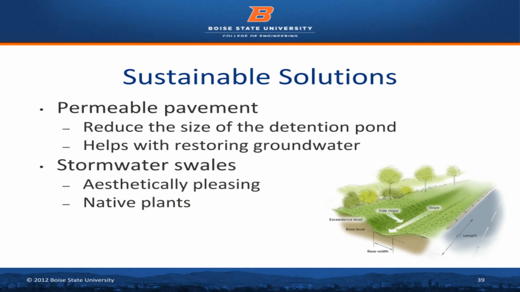Permeable pavement is a pavement that essentially would let all the water from the site flow directly through it and back into the groundwater, rather than being contained as runoff that would have to go to the detention pond. The advantages of this would have been helping restore the groundwater, and it would also have reduced the size of our detention pond.